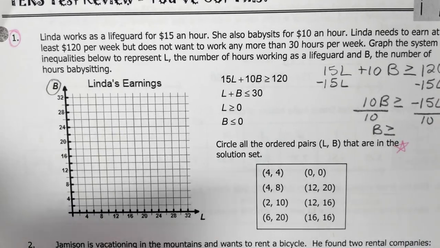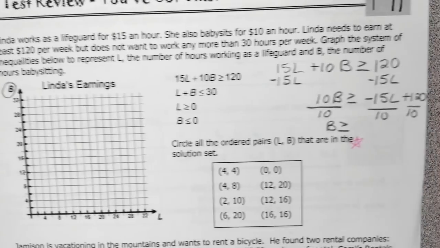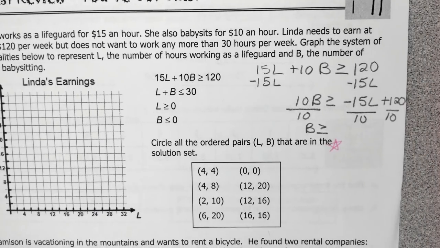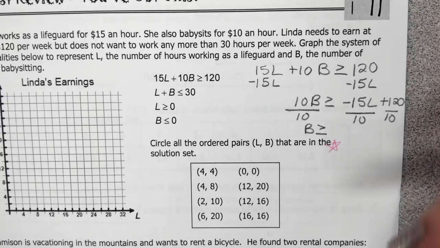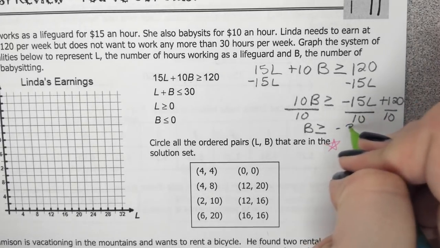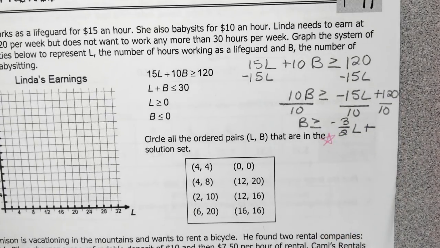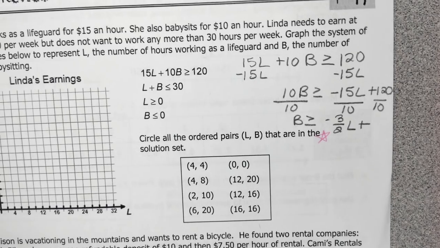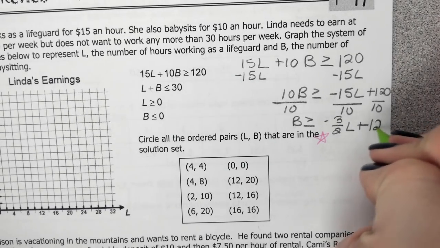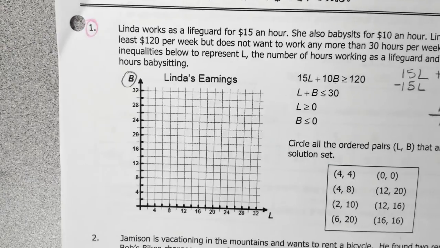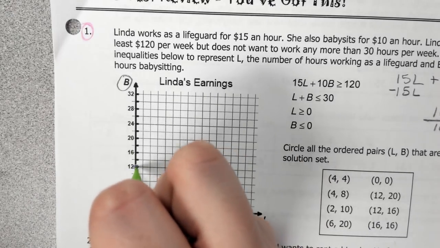So negative 15 over 10, I'm going to plug that in my calculator. So negative 15 divided by 10, hit enter, and then hit math, enter to get it as a fraction as negative 3 over 2L plus, and you're going to do 120 divided by 10, and you get 12. So I'm going to come over here and I'm going to graph that. So I'm going to start at 12. I'm going to put a line.